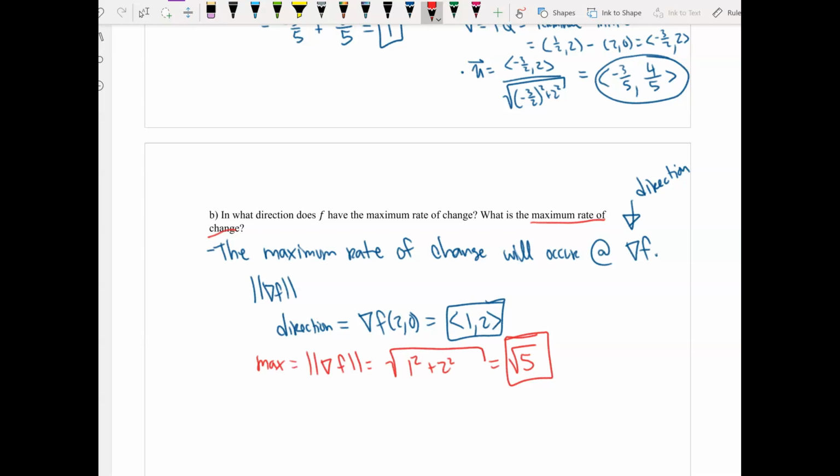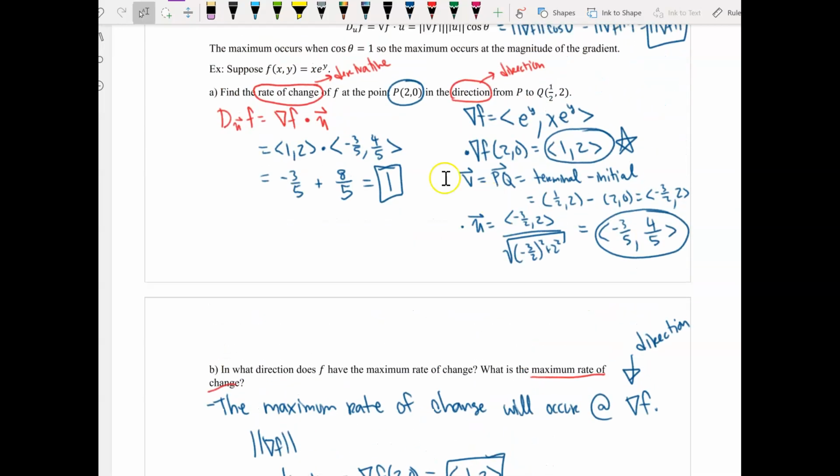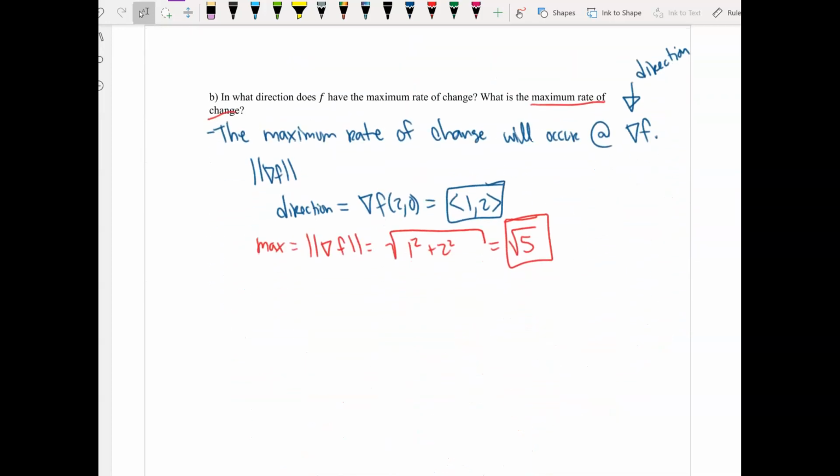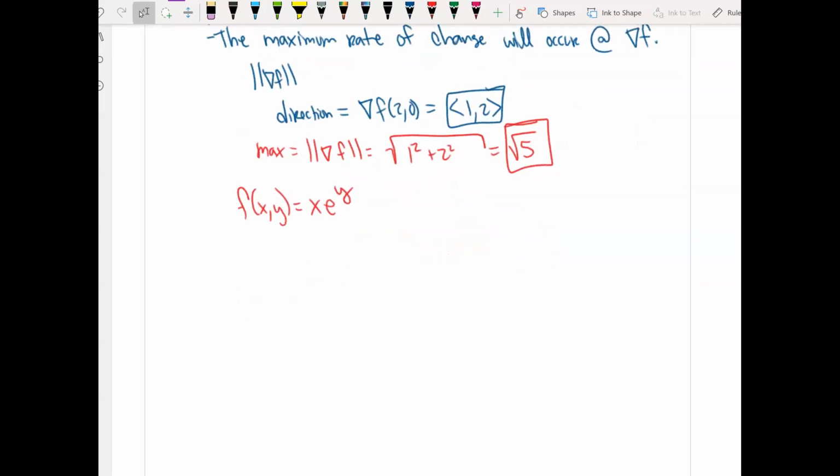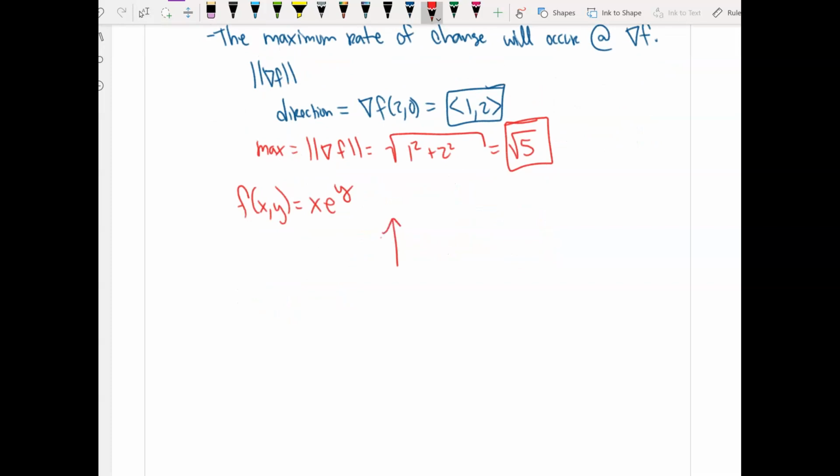Now, what exactly does this mean? If you were to graph this, I'm going to look at the level curves of this function, f of x, y equals x e to the y. So let's go ahead and graph it. I'm going to look at the contour map of this, and you can use the website that I gave out in class.